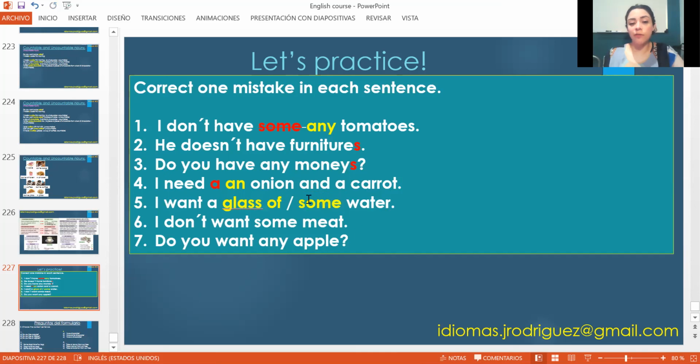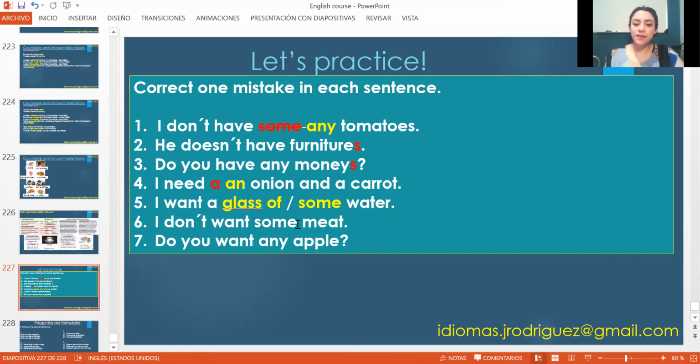I need to specify the measurement. Necesito especificar en inglés la medida. En español sí, podemos decir un agua, por ejemplo. Y sabemos que nos referimos a una botella quizá. Pero en inglés no. I have to specify. A bottle of water, a glass of water, or some water. Quiero algo de agua. Next, I don't want some meat.